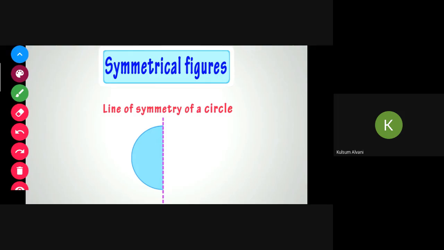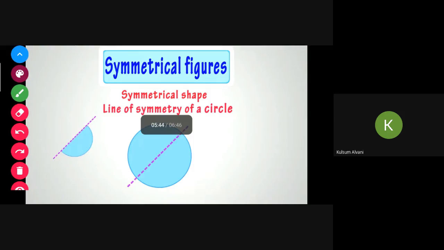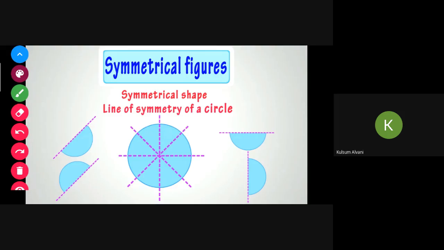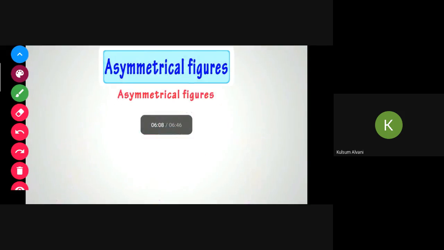So that's why I'm thinking about this chapter, how to ask. See, in so many ways we can draw, we can divide it into two parts.